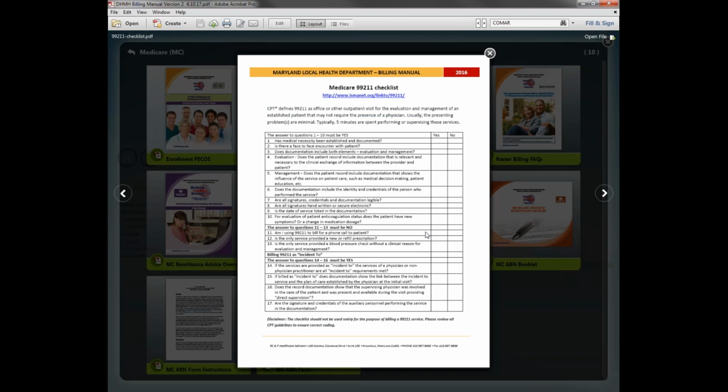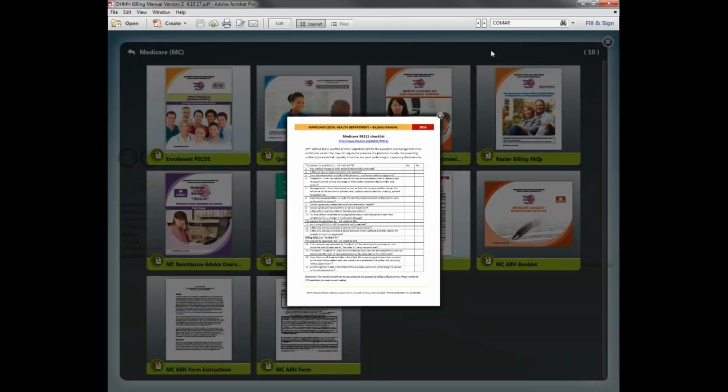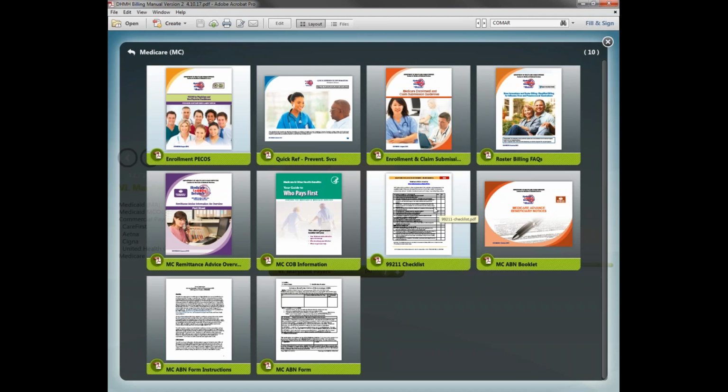99211, which is the nurse visit. And Medicare has this nice little chart that helps you determine when it qualifies as a nurse visit. Meaning it doesn't have to be a physician or a nurse practitioner or PA. It could be an MA that's seeing the patient to do something, and you can charge for this visit. It's a very minimum visit, and there are certain requirements in order to bill for that. And some clinics, all they have is nurses, so knowing when you can bill that in addition to what other services you provide is very important.